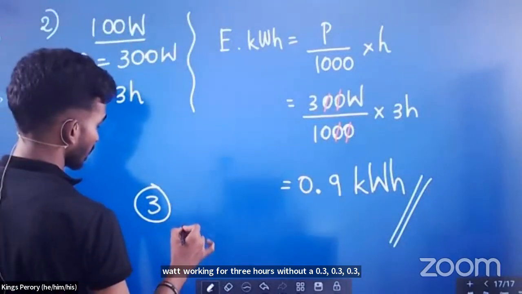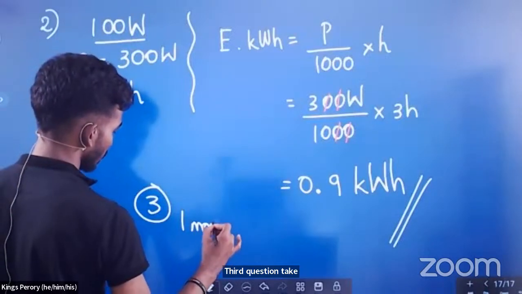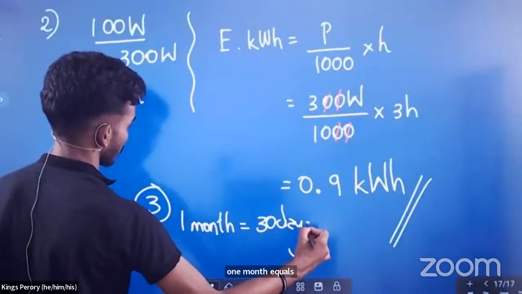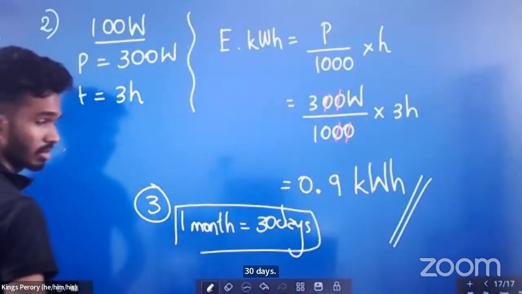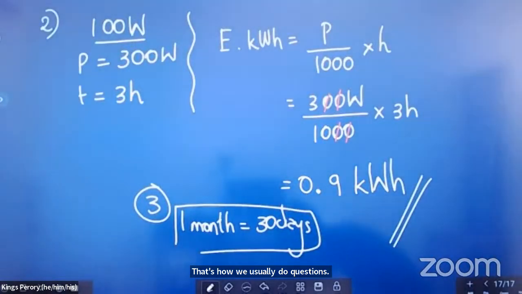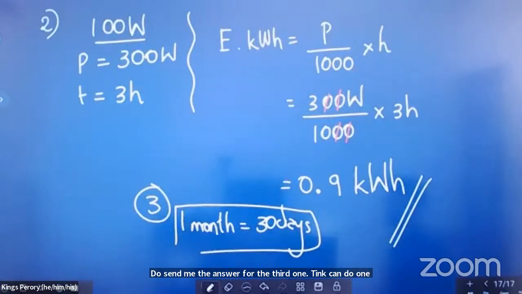For the third question, take 1 month equals 30 days. That's how we usually do questions. 1 month is 30 days. Do send me the answer for the third one. Think and do it. You can't do the third one while doing something else. Focus, listen, and do it properly.